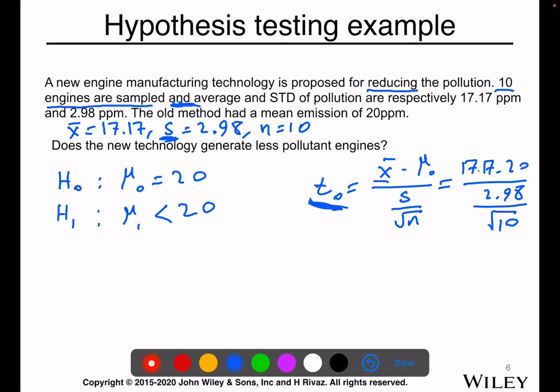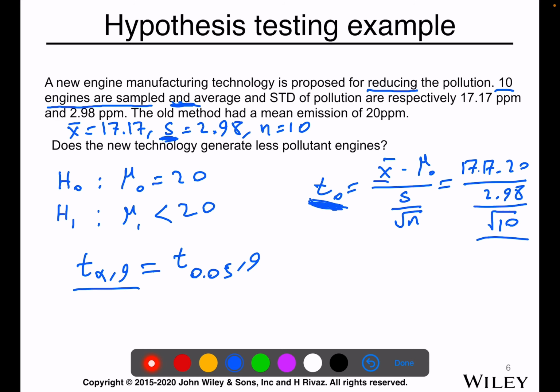And then we have to compare T0 to T of alpha, and in this case it's one-sided, so we compare to T of alpha and n minus 1, which is 9. After we compute this number, whatever it is, we have to compare it to this other number, T of alpha and 9. The question doesn't say anything, so we have to assume alpha is 0.05. So T of 0.05 and 9, right? And this number comes from the table.